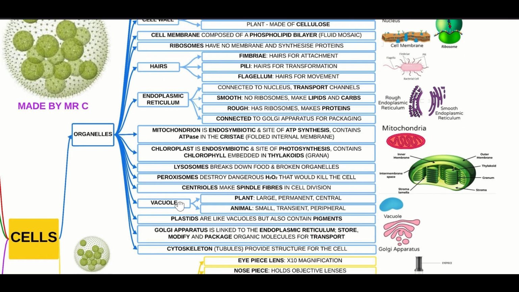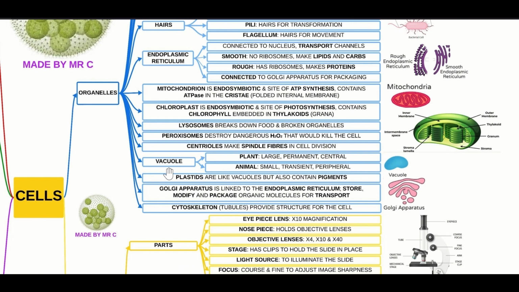As we said before, both plant cells and animal cells have vacuoles. Plant cells have a large permanent central vacuole that contains mainly water, and the vacuole in animal cells is small, transient, and peripheral. Then we get on to plastids, which are like vacuoles but also contain pigments.